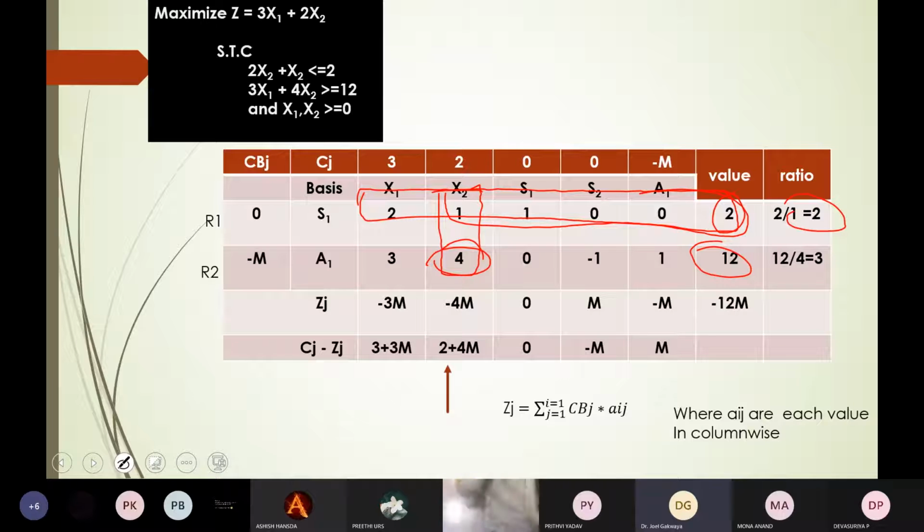All right. Now, to calculate the new row 1 and the new row 2, how do we calculate them? Simple, the same way we did. It will be applied the same since it is maximization. If you remember, for calculation of maximization, it will be applied the same.